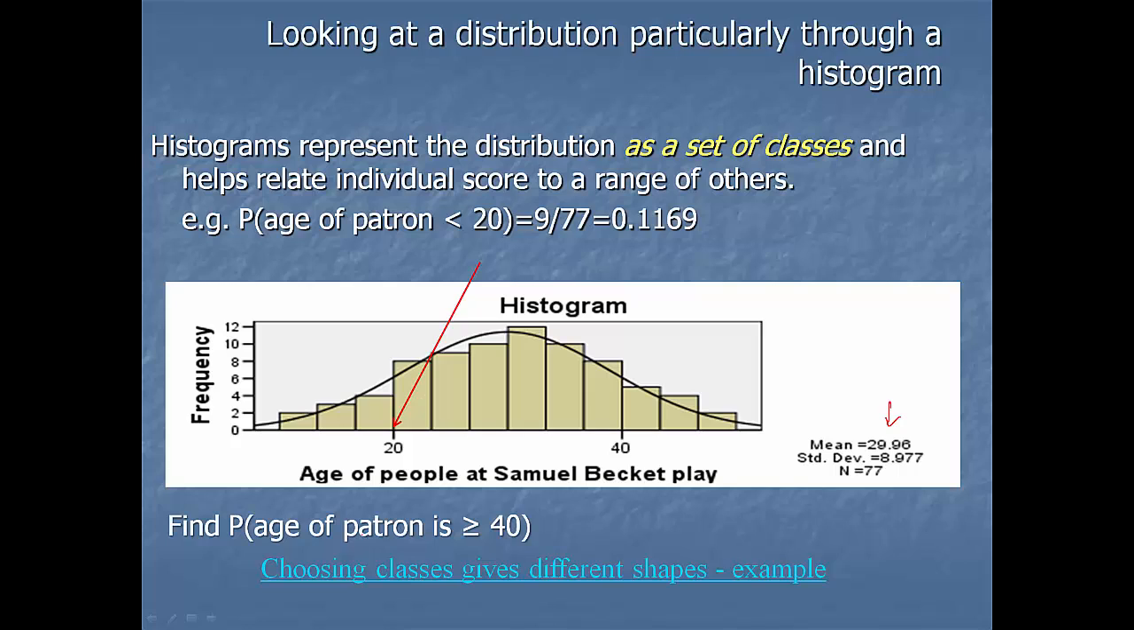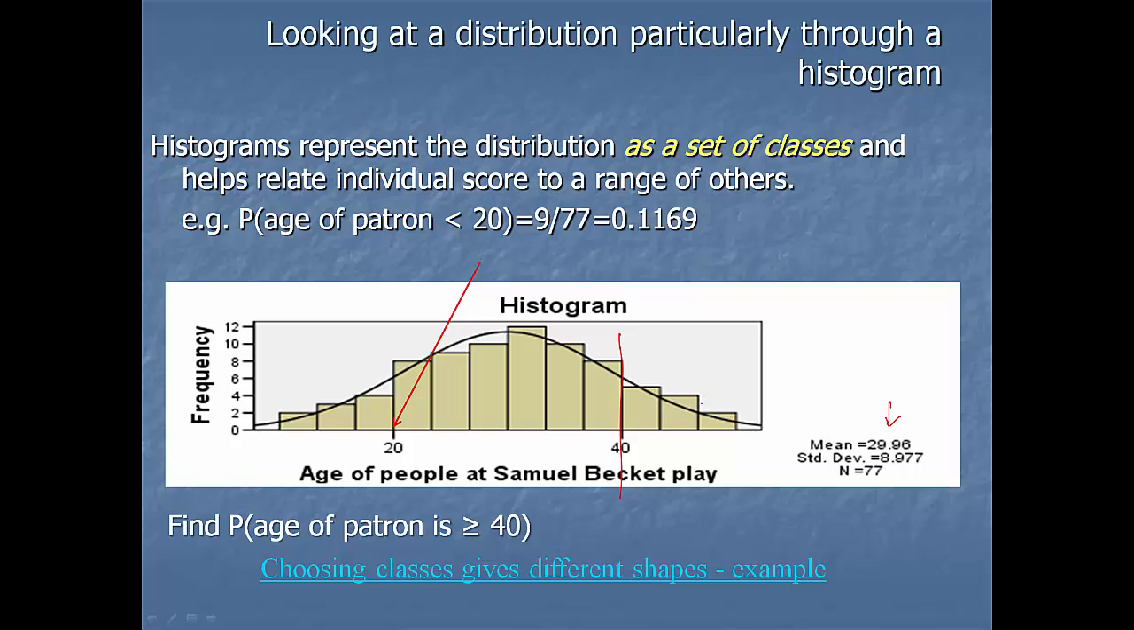So what I'd like you to do is to find the probability that the age of a patron is greater than or equal to 40. So in this case, this is our dividing line here. So pause this video and take a minute to calculate that.